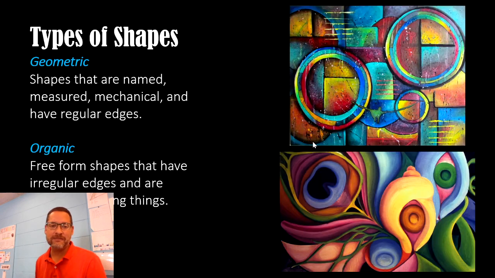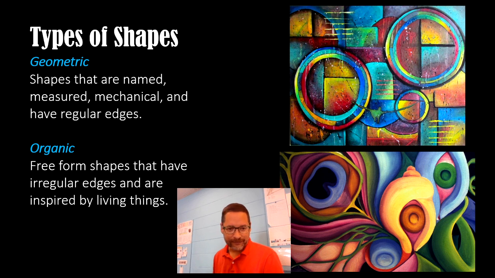So let's talk about the different types of shapes. You've got 2 types. There's geometric shapes that are named, they're measured, they're mechanical, and they have regular edges. So circles, squares, triangles, rhombuses, straight lines, arcs, all of those types of things. Semicircles are all geometric shapes. Then there's also organic shapes.